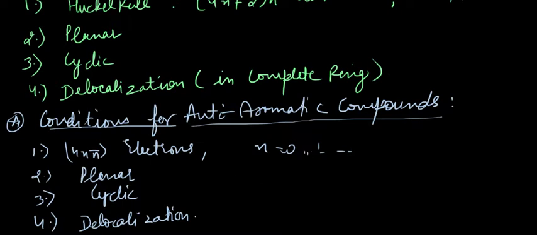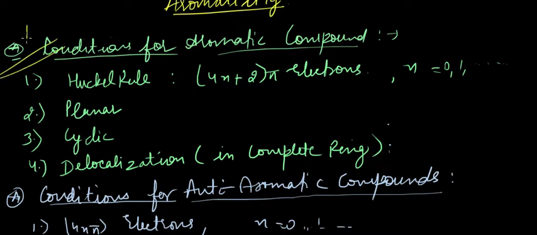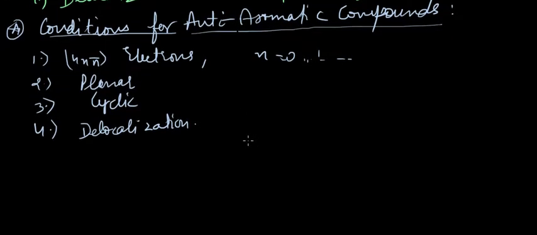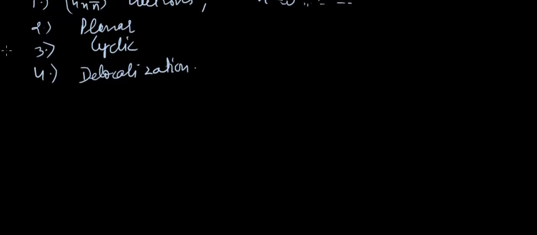Okay, so just to remember, you can just remember HPCD for finding whether a compound is aromatic or anti-aromatic. H stands for Huckel rule, P stands for being planar, C stands for being cyclic, D stands for delocalization in the compound. Okay, so just remember HPCD and you can find any compound which is given to you, whether it's aromatic or anti-aromatic. Okay, so now let's take on some examples on the theory which we have learned.